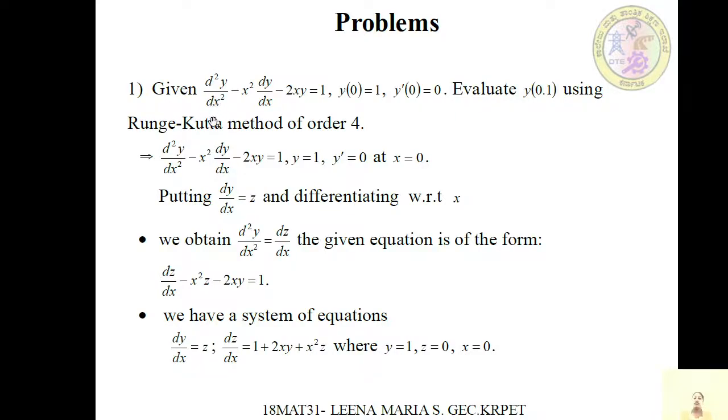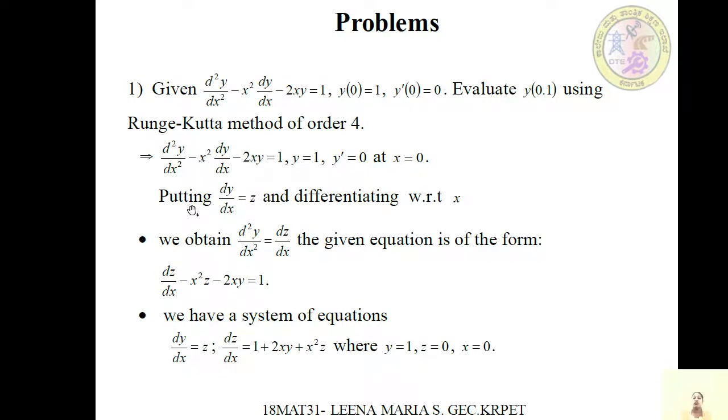Given d square y by dx square minus x square dy by dx minus 2xy equals 1 with the conditions, here we are going to see the conditions. y of 0 equals 1 is nothing but y equals 1 at the value of x is 0. y dash of 0 equals 0 is nothing but y dash value is 0 at the value of x is 0. So we get y equals 1, y dash is 0 at the value of x is 0.